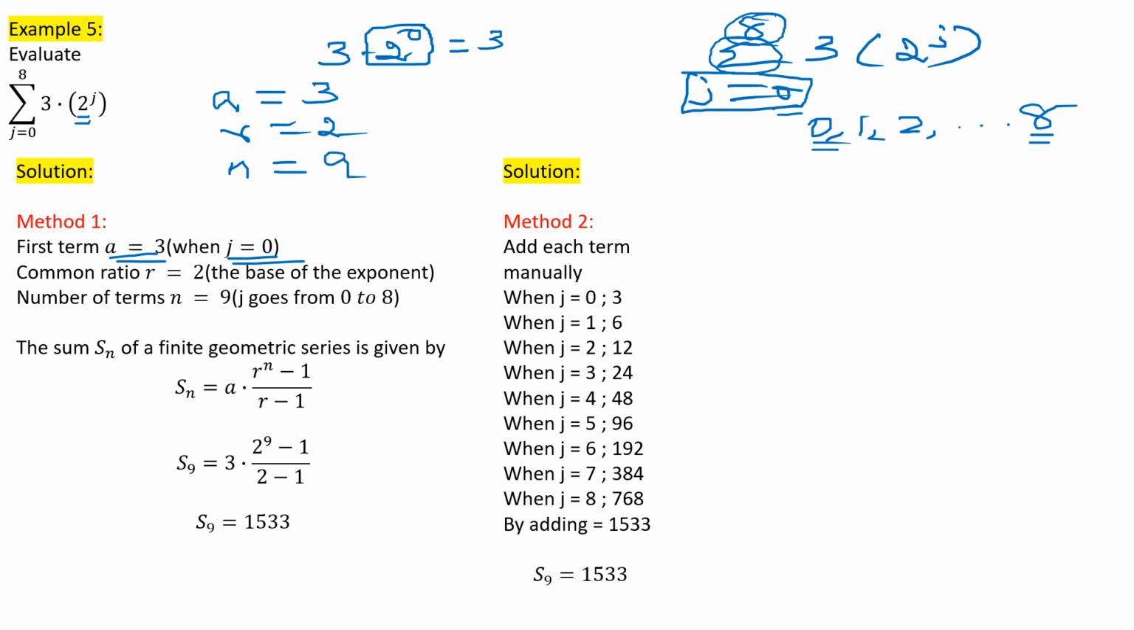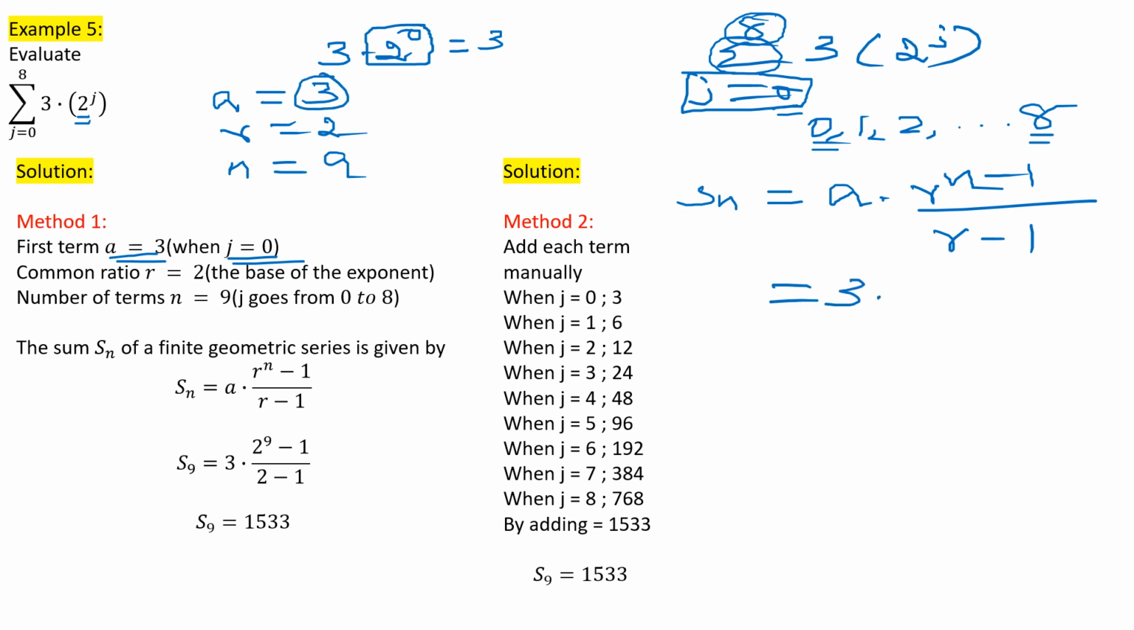So here we are going to use the formula for finite geometric series. So there is a formula you have to remember. S sub n is equal to a times r to the power n minus 1 divided by r minus 1. What is a? a is my first term, which is 3. What is r?